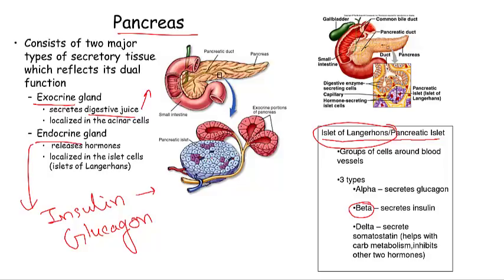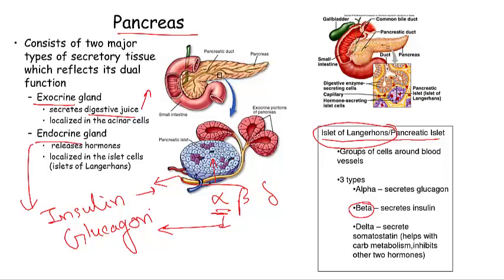Now there are three types of such glands found in the islets: alpha, beta and delta. The alpha produces glucagon, the beta produces insulin, and delta secretes somatostatin, which helps in carbohydrate metabolism and inhibits the other two hormones, both insulin and glucagon. Okay, so here the insulin regulates the blood glucose level, converts it into glycogen and stores it.